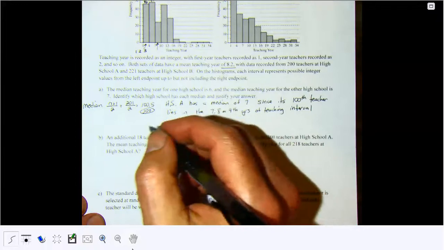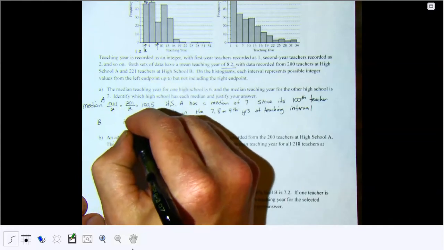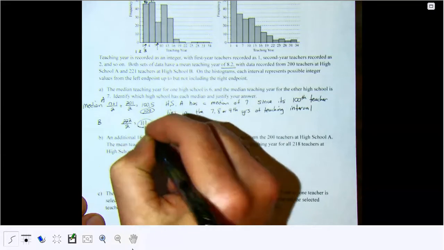So if we go over, this was for the median for A. So the median for B is going to be 222 divided by 2, which is going to be 111. So there's my median for school B.